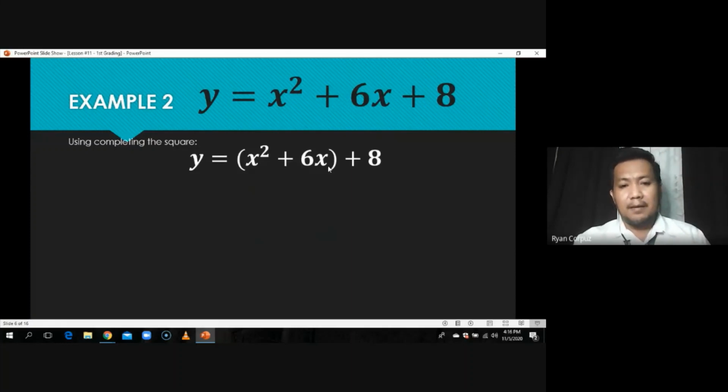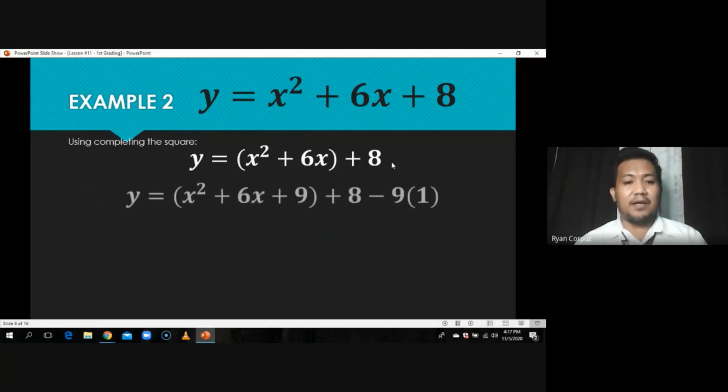Then, I'm going to make use of b over 2 quantity squared. So the b is 6 divided by 2 is 3, and squared of 3 is 9. So that means I'm going to add 9 on this to make it a perfect square trinomial. When I add 9 here, I will subtract 9 on 8. Doon nasa labas niya. So magiging ganito.